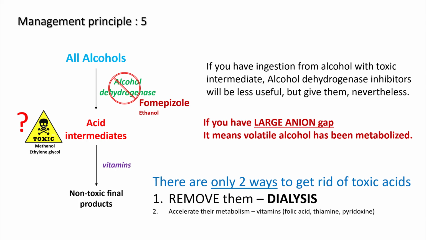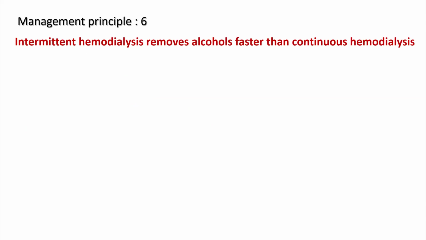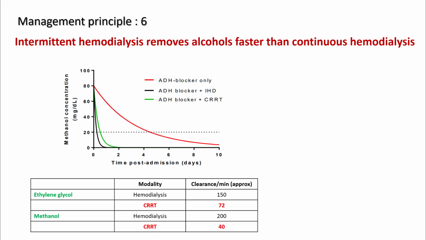Once you have acid intermediates, there are only two ways to get rid of these toxic acids. First is removal by dialysis, and second by accelerating their metabolism using some vitamins. Intermittent hemodialysis removes alcohol faster than continuous hemodialysis. So you can see in patients with methanol and ethylene glycol, their clearance on CRRT is much smaller than hemodialysis.